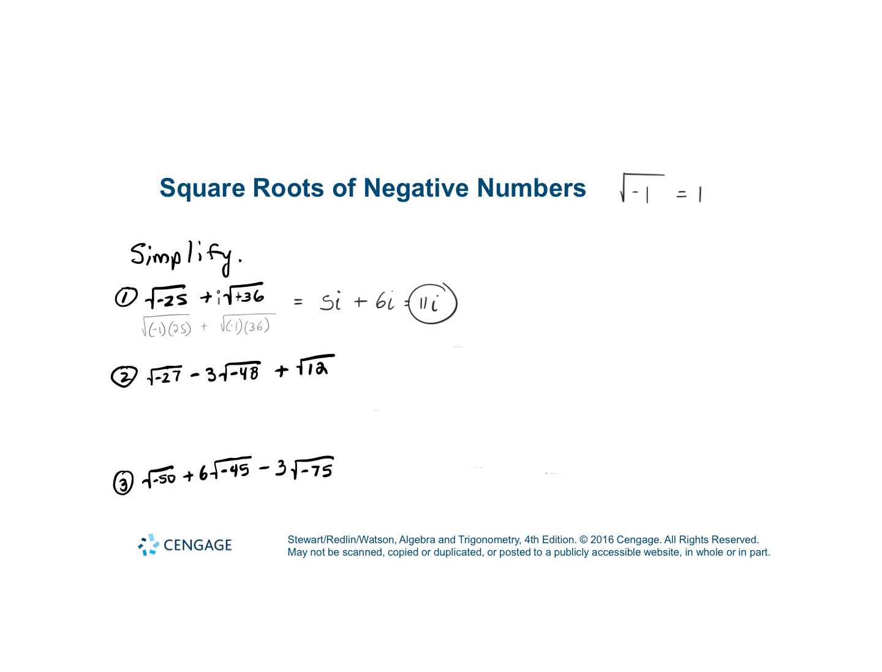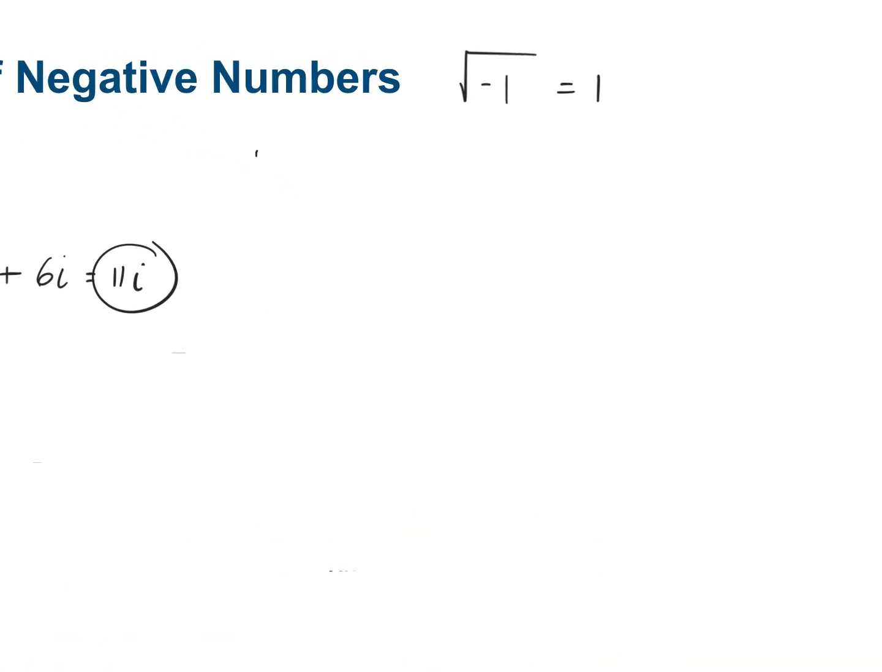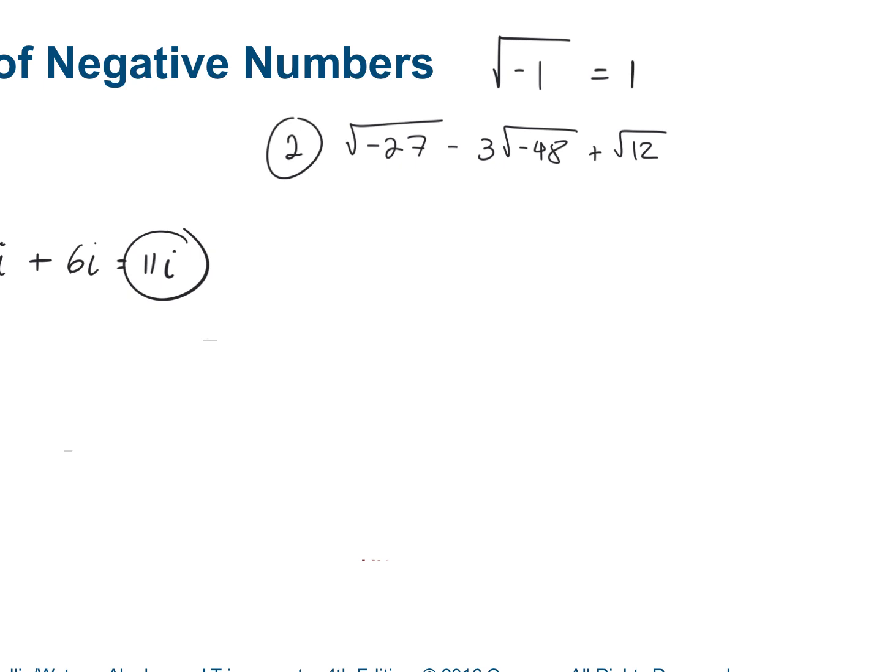For 2, I'm going to write up here to have a little bit more space. So 2 is the square root of negative 27 minus 3 square root of negative 48 plus root 12. I'm going to start by taking out the i's. All of them, the i can go out. So i root 27, minus 3i root 48, plus root 12.